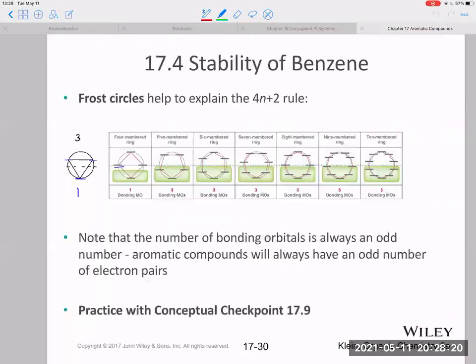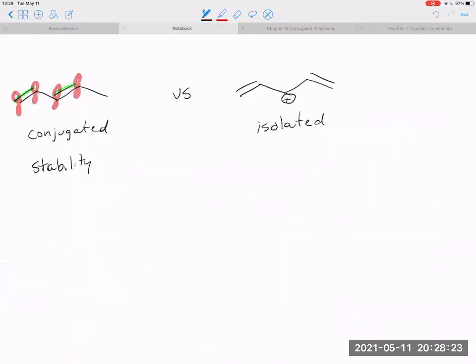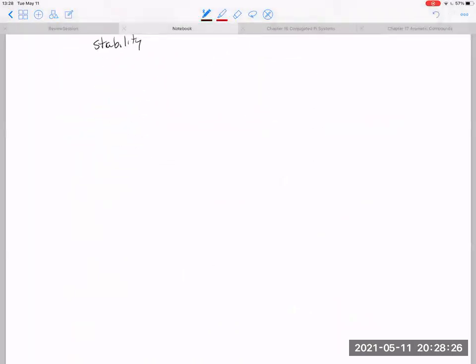The bottom line, let's go back to our... You just had a 4n plus 2. Yeah, there are two ways of stating the same rule. Either in terms of the number of individual electrons, it's 4n plus 2. The other way is that the number of electron pairs is odd. There are two ways of saying the exact same thing, but I know that some people like thinking about the rule one way, and some people the other way. Whichever way sticks in your mind better, whatever.